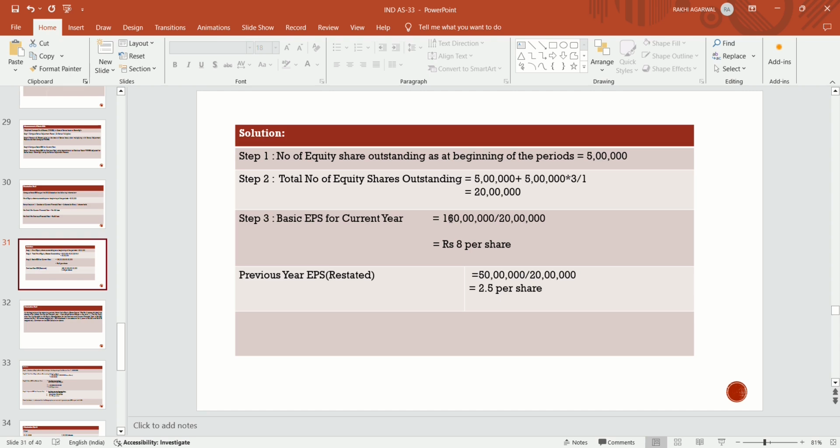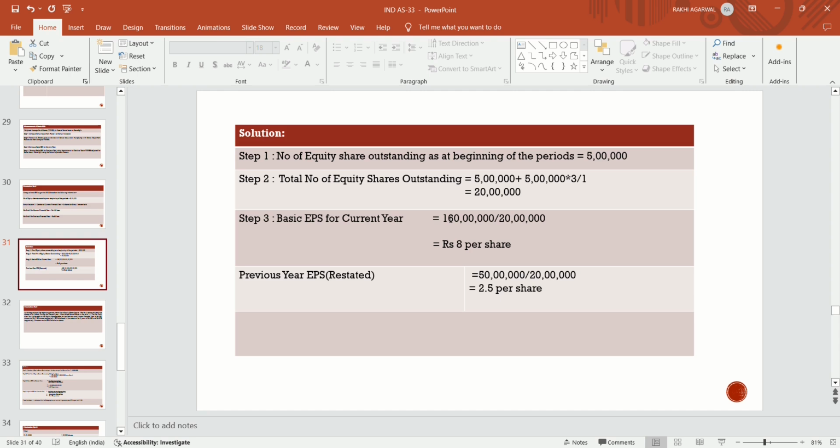So in this case, 5 lakh is the original number of shares on which the bonus is to be given. 5 lakh into 3 divided by 1, that is 15 lakhs. So 15 lakhs is the bonus shares and 5 lakhs is the original number of shares. So the total number of equity shares outstanding after giving the bonus effect is 20 lakhs. Now the calculation of basic EPS for the current year is 160 lakhs divided by 20 lakhs, because 20 lakhs is the number of shares after giving the bonus effect.